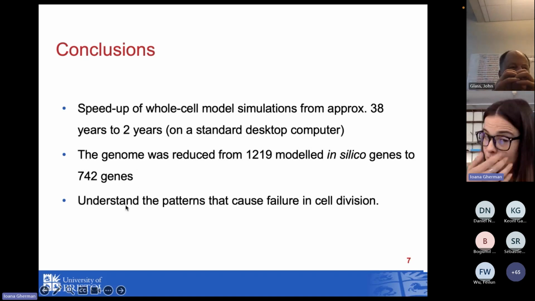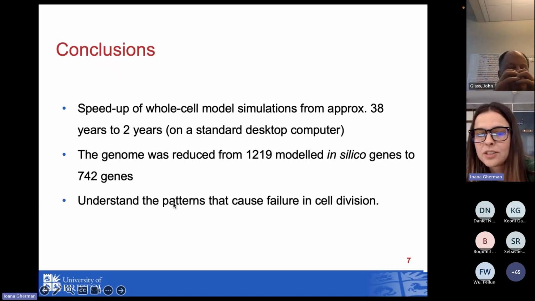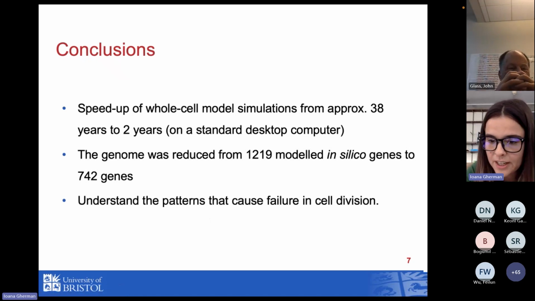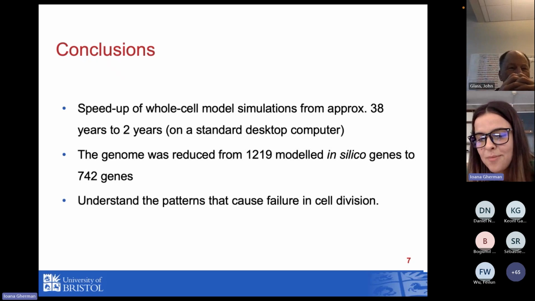The genome was reduced from 1,219 modeled in silico genes to 742. And because of the richness of the output of the whole-cell model and the explainability of the machine learning model, we can understand the patterns that cause failure in cell division. And we can investigate the time series of both the reduced genome and a wild-type cell.